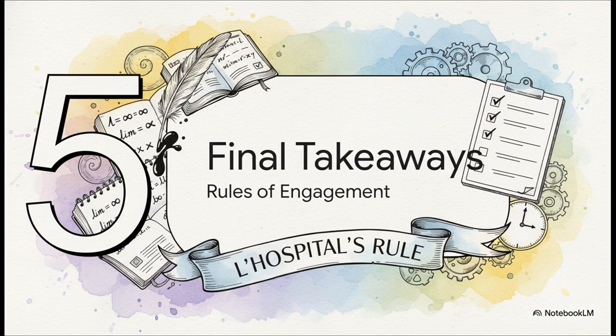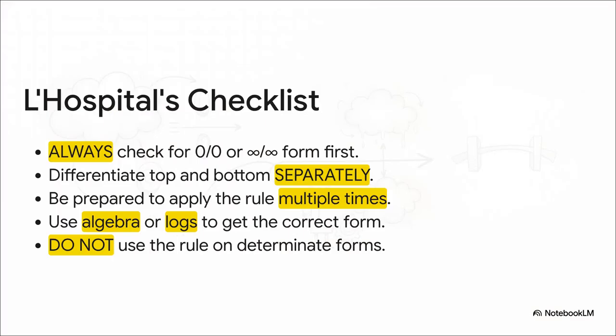All right, let's bring it all home and summarize everything into a simple checklist. Think of these as the rules of engagement you need to remember to get L'Hopital's rule right every single time. This checklist is honestly your key to success because pretty much every mistake comes from breaking one of these rules. First, always, always, always check for the 0 over 0 or infinity over infinity form. Second, you differentiate the top and bottom separately.